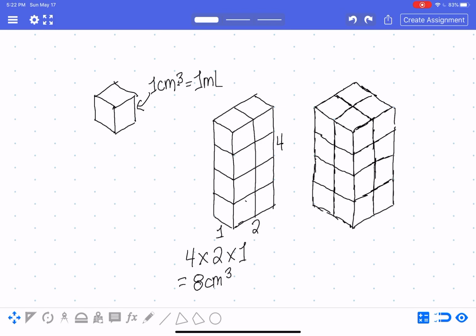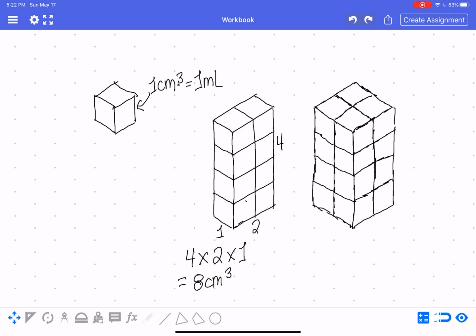Now, I said to remember that little 3 here. The little 3 is like centimeter cubes because you're counting centimeter cubes. But it also tells you that there are 3 dimensions. There's a 4, 2, and a 1. So it's a measure of 3 dimensions. So you always have to remember the centimeter cube in your answer.